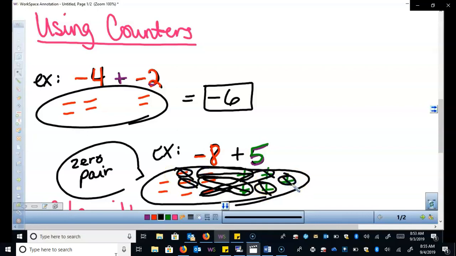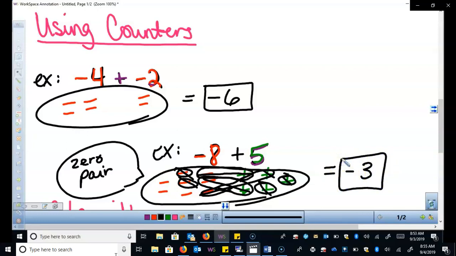Okay, so we have 0 and then whatever's left. Well, when we're adding, 0 doesn't count, remember? So what do we have left? We have 1, 2, 3, and they're all negatives. So our answer is going to be -3. And that's how we use counters.